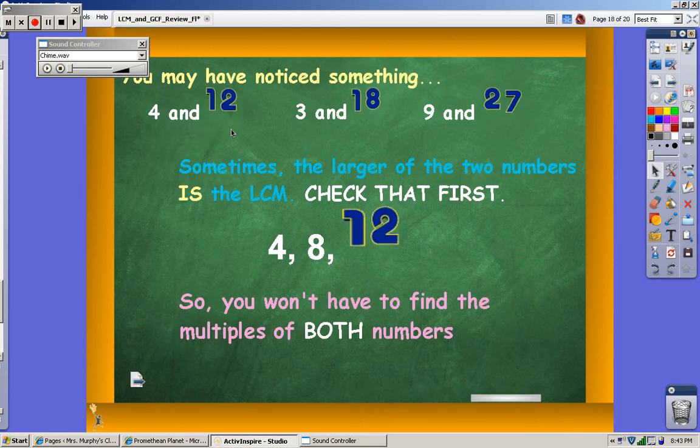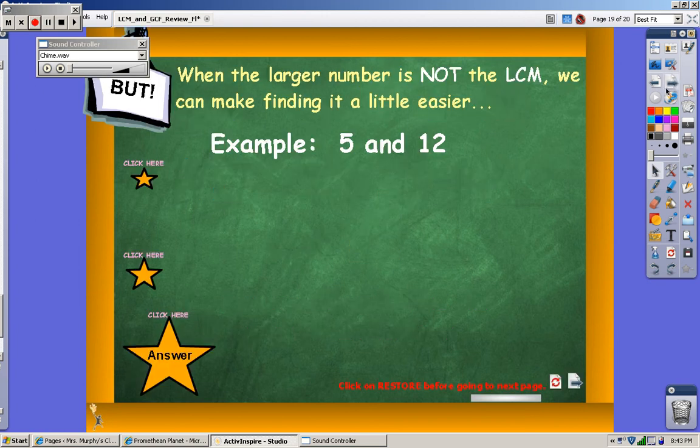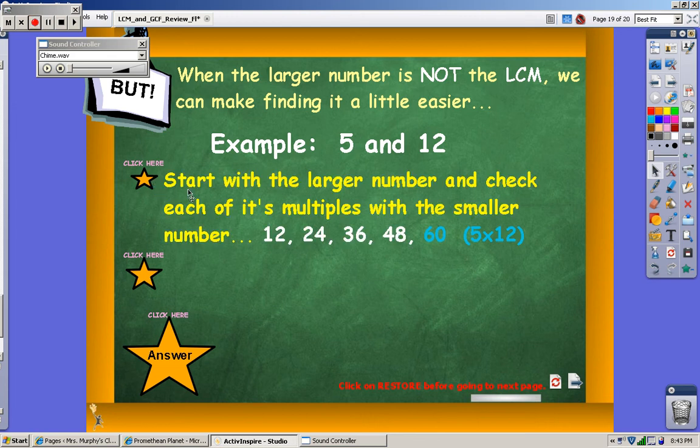And you notice that 4 and 12, 3 and 18, 9 and 27, all these, the larger number is the LCM. That's not always the case, but that is sometimes the case, especially if you know that these two numbers are in the same number family, the skip counting family. The larger number is not always the LCM, though. If you think about these two, 12 is not a multiple of 5, and we kind of worked with a few of those. So I would always start with the larger number, check its multiples just to be sure that the smaller number doesn't show up there.